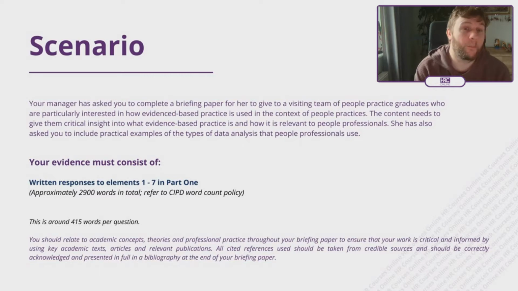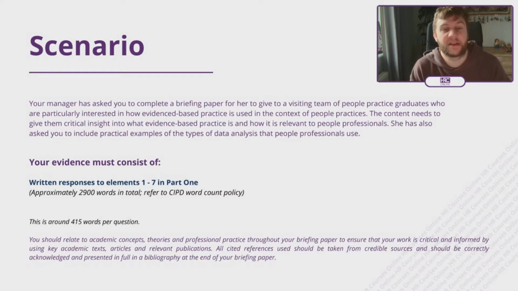Now, part 1 is 1 to 7 questions, approximately 2,900 words in total. CIPD say you can go 10% over, 10% under. If you break it either side, instantaneous refer on that assessment, or fail, depending on what words you send to use. So you have around about 415 words per question, which is relatively generous for CIPD.